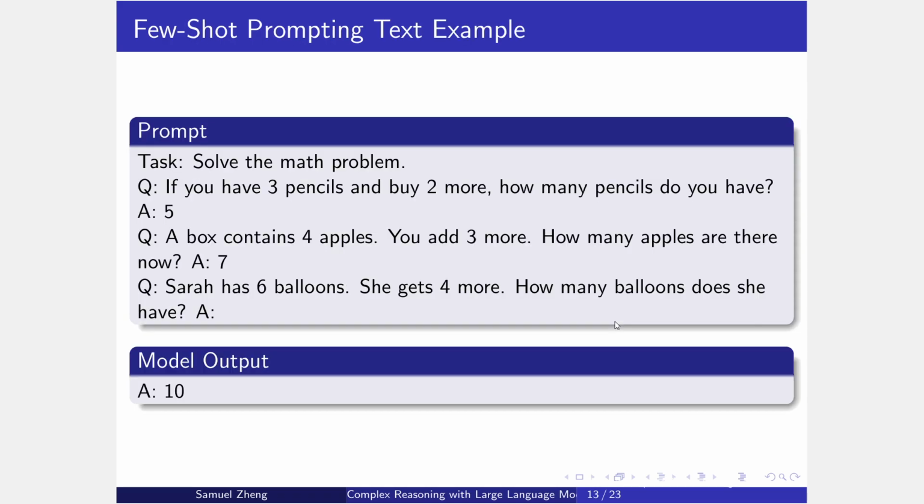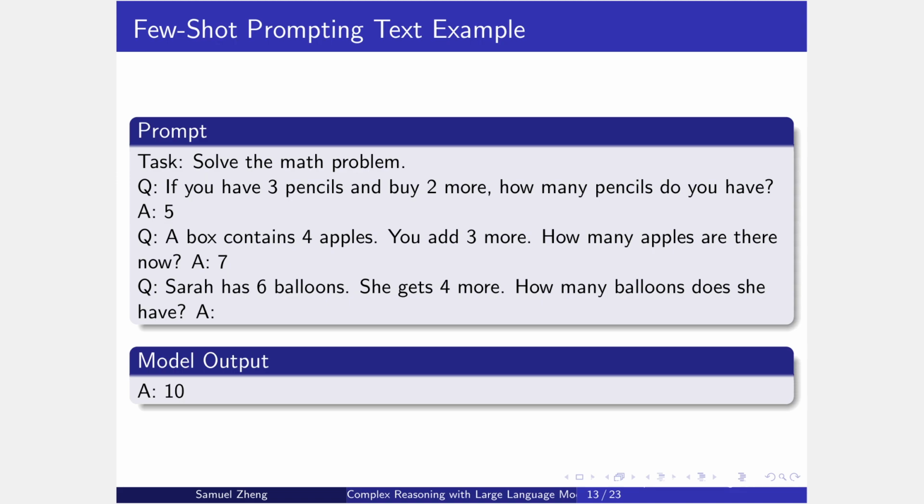We have an example on the next page. Here's a concrete example of few-shot prompting in action. We provide the model with a task description and 2 examples of simple arithmetic word problems with their answers. Then we present a new problem. Sarah has 6 balloons. She gets 4 more. How many balloons does she have? And the model will output 10 by recognizing the pattern of addition from the examples. This works well with straightforward problems where the pattern is clear and consistent.